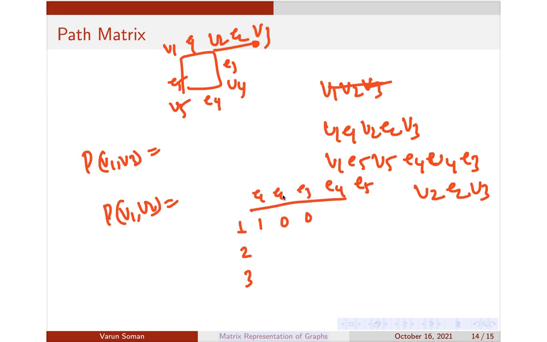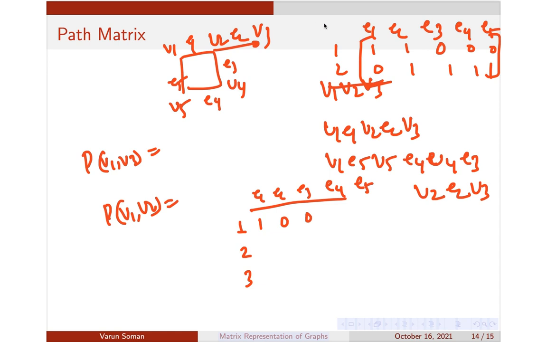In this example you have two paths, path 1 and path 2, and edges E1, E2, E3, E4, E5. In path 1 you have just E1 and E2, so here only 1, 1, and the rest everything would be 0. And in path 2 you have E5, E4, E3, E2. E1 was not there. So 0, 1, 1, 1, 1. So this is the corresponding path matrix between V1 and V3.